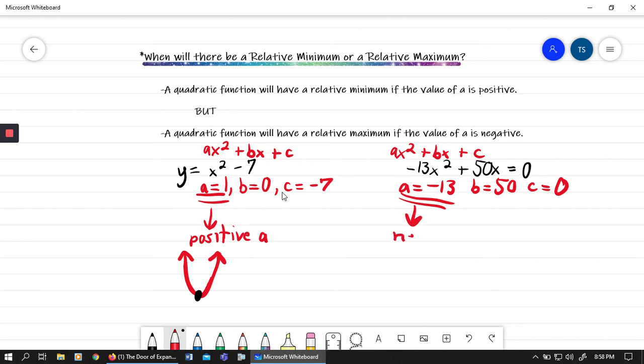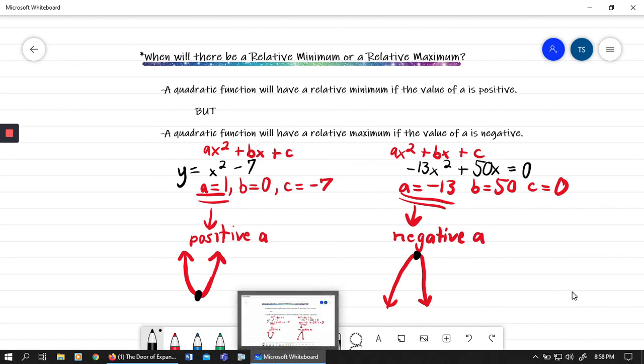then again, that means that the parabola, the U shape, is going to open downwards. And since it's going to do that, that means that it's going to be a relative maximum. Okay? So there you have it with relative maximum, relative minimum.